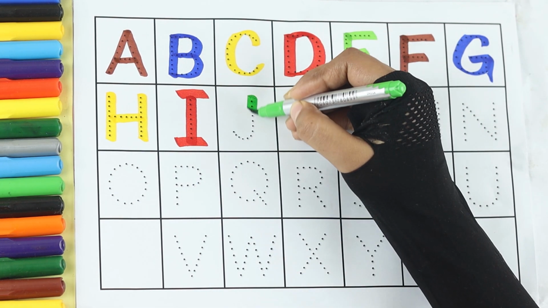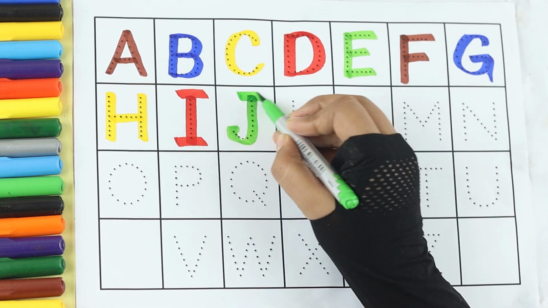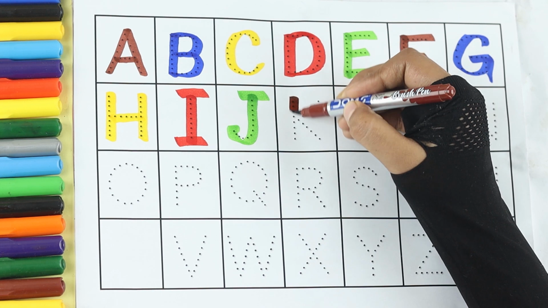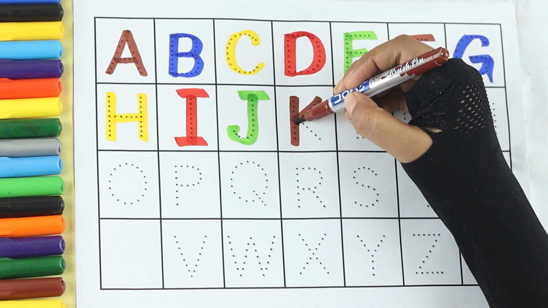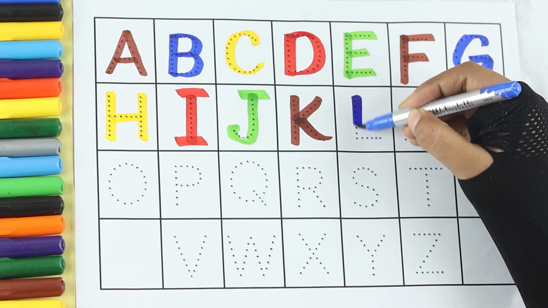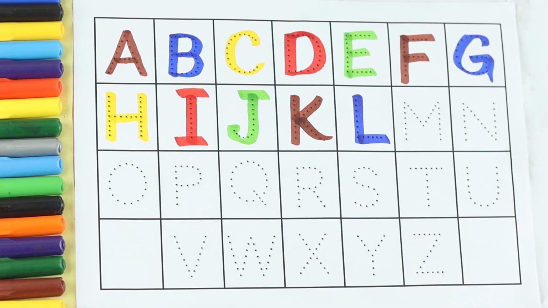Yellow green color, J for jug. Brown color, K for kite. Blue color, L for lion.